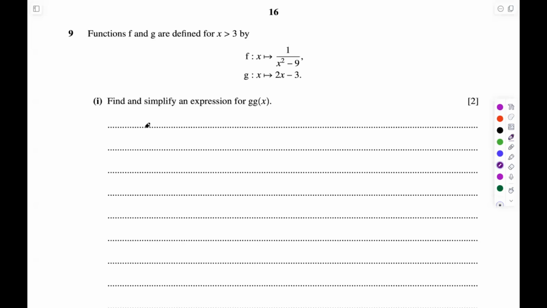In question 9, functions f and g are defined for x greater than 3 by f of x is 1 upon x squared minus 9 and g of x is 2x minus 3. In part 1, we have to find and simplify an expression for g of g of x.